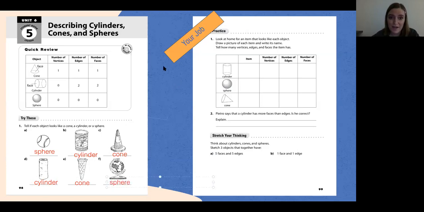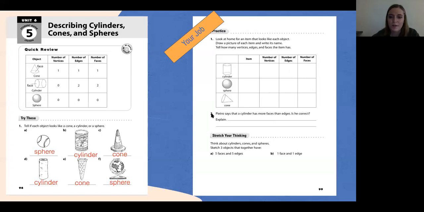So your job for this page now is you're going to go walk around your house and see if you can find an object that matches each of these, a cone, a sphere, and a cylinder. You're going to write down what that item is. So maybe my Pringles can, maybe my candle, maybe my roll of paper towel. It's up to you. Maybe a ball, maybe I have a marble, something like that. Maybe I have ice cream cones or a party hat, something like that, okay? Then you're going to write the number of vertices that your shape has, the number of edges and faces, okay?